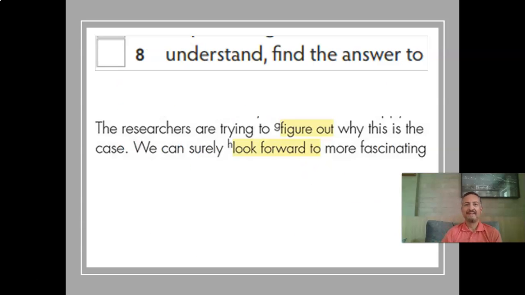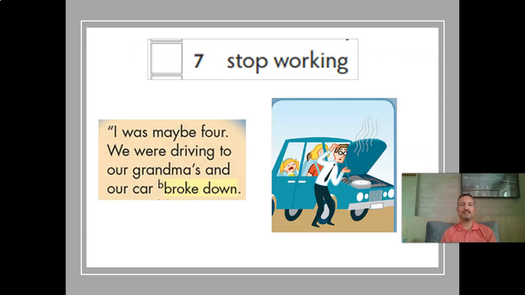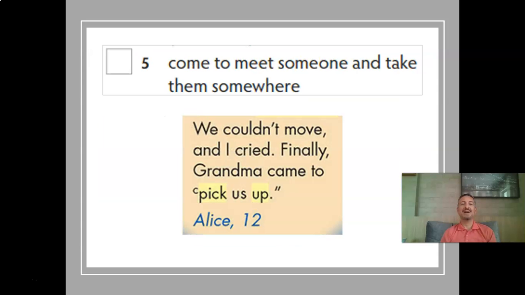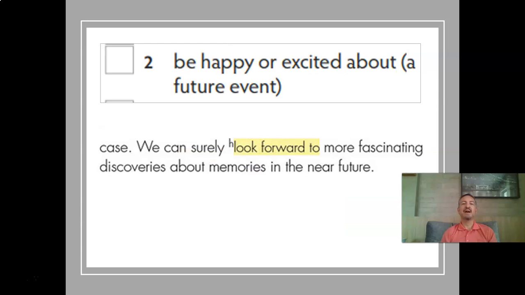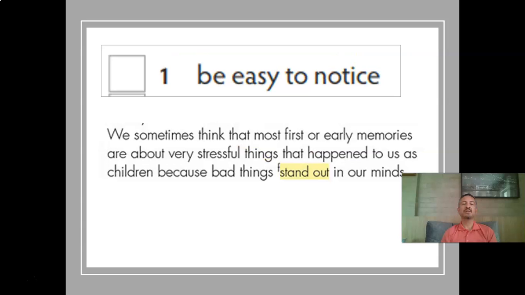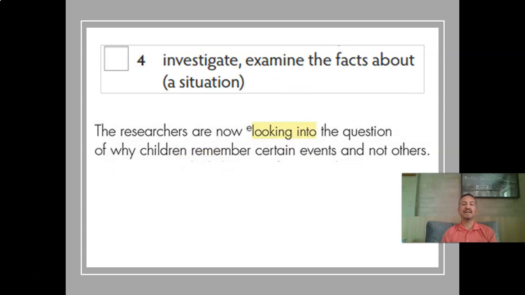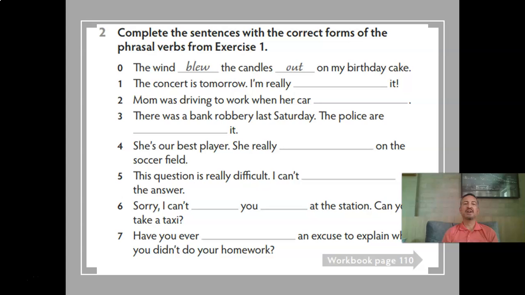Another one. Okay, so we have 8 here from the text. We have figure out, we have break down, we have blow out, we have pick up, look into, make up, look forward to, and stand out. All right? Now it's your turn. You're going to do exercise 2 in your books. I'll give you some minutes to do it. Pause the video now and do exercise number 2.